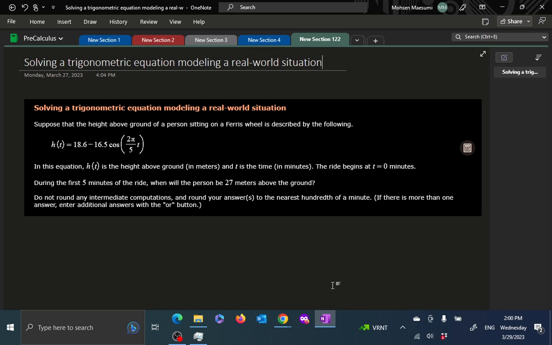During the first 5 minutes of the ride, when will the person be 27 meters above the ground? Do not round any intermediate computations and round your answers to the nearest hundredth of a minute. If there are more than one answer, enter additional answers with the OR button.